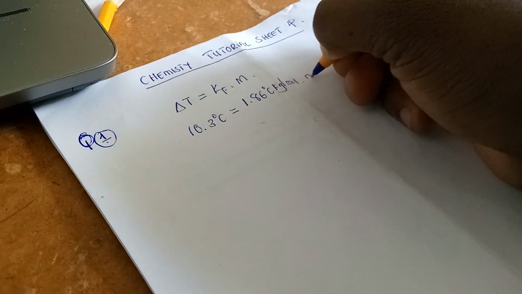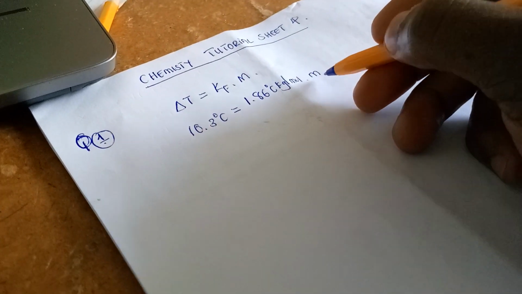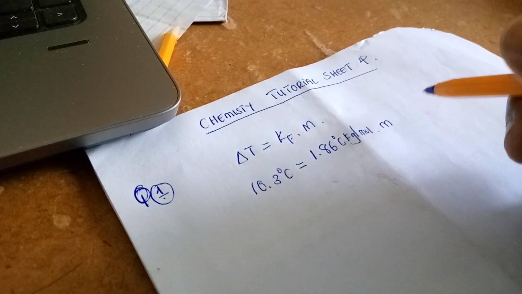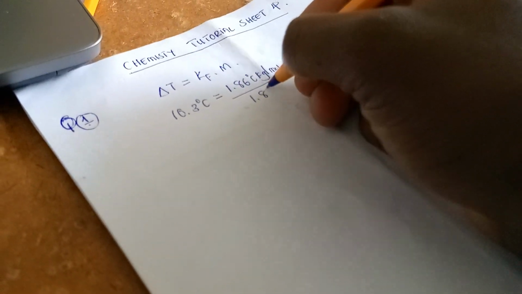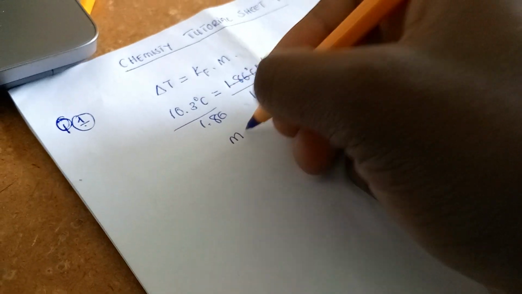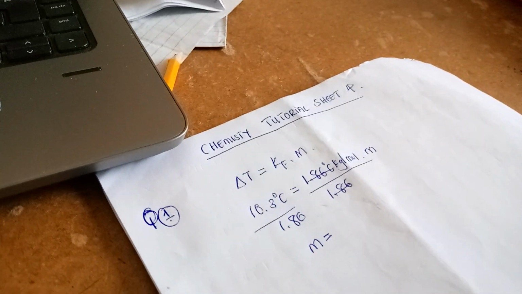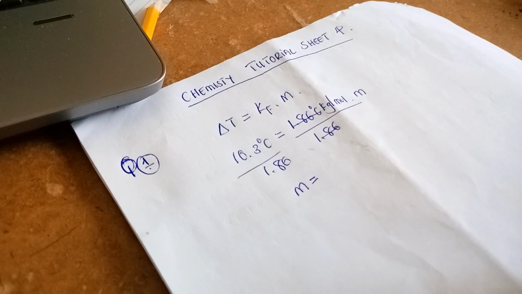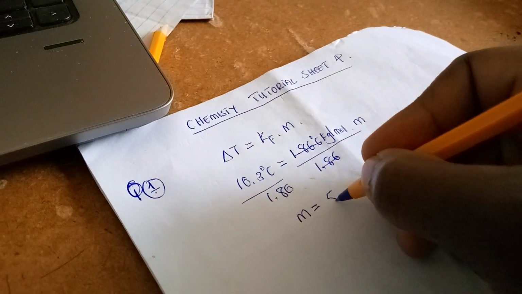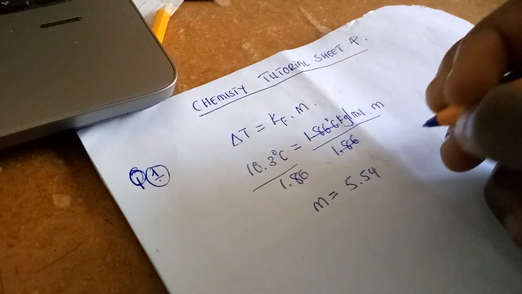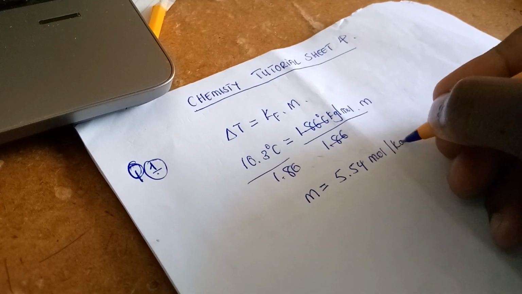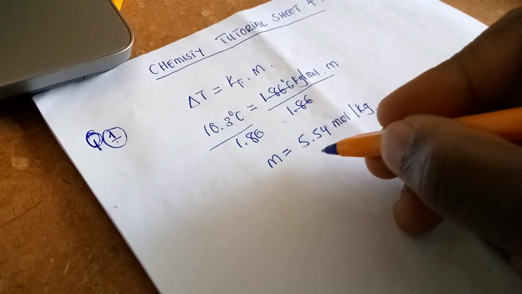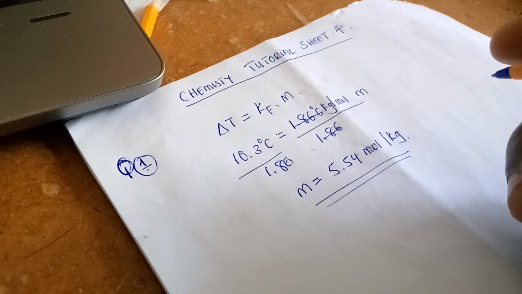So now let's find the molarity. This one is different from what you are finding. If you divide by 1.86, it will give us 5.54 mole per kg. So guys, you should remember that this molarity is measured in mole per kg.